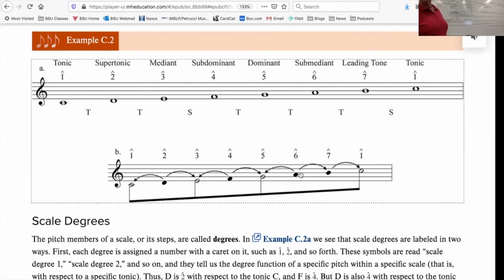That was true in the first Noel. 1 7 6 5 6 7 1 7 6 5 6 7 1 5 4 3. So sometimes there's an ascent from 5 to 1, and 6 is part of that leading up to 1 motion.